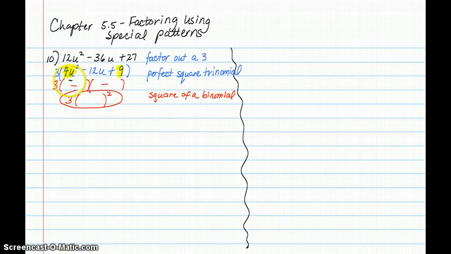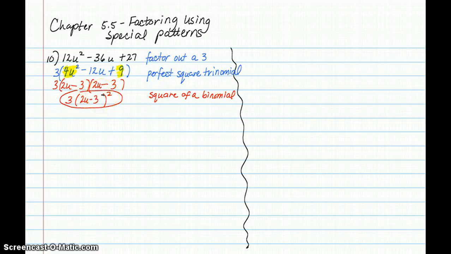So if we take the square root of 4, it's 2. The square root of u squared is u, so 2u. If we take the square root of 9, it's 3. And so we have 2u minus 3 times 2u minus 3. And that is the identical binomial, so we write it as 3 times 2u minus 3 squared.